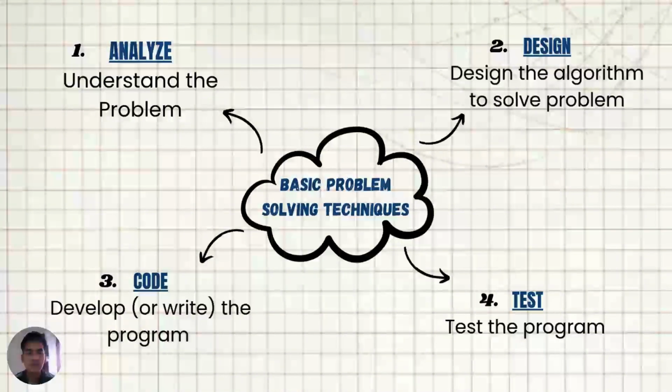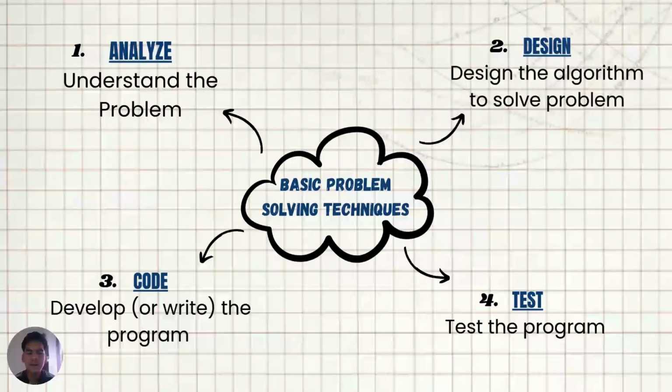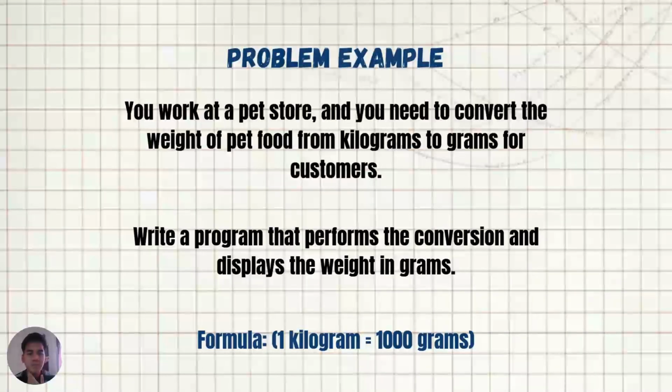Okay, these are the four basic problem solving techniques, which are analyze, design, code, and test. First, we will analyze the problem and understand the problem. Second, design the algorithm to solve the problem. Third is code. Develop or write the program after we understand the problem. And lastly, test the program to see whether the program works fine or not. So now we will try a problem example by including all four basic problem solving steps.